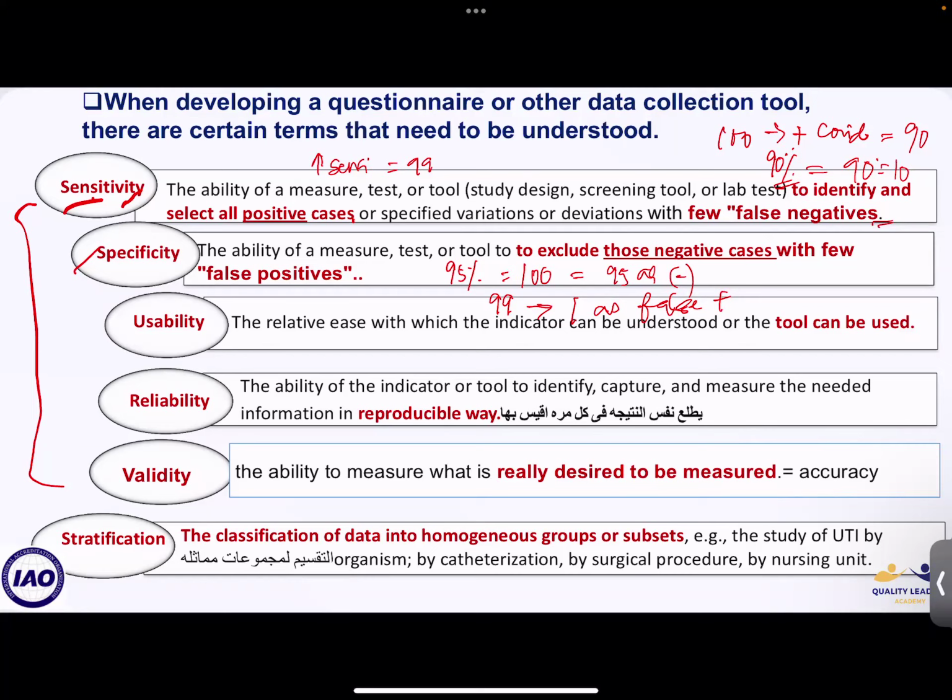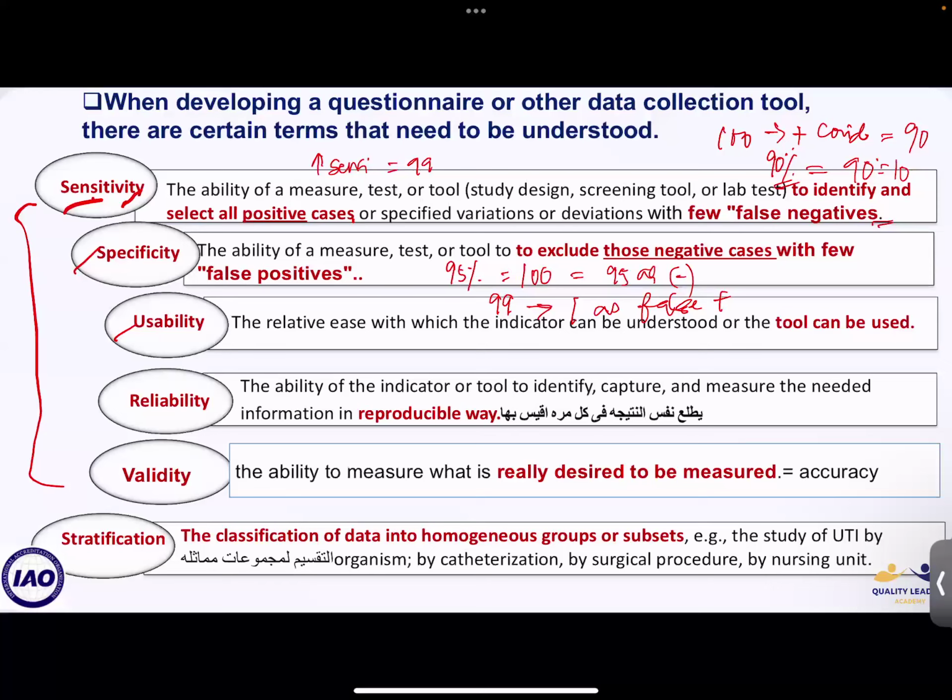So again, I want to repeat the specificity. If a specificity is 95% and I have 100 people, all of whom are negative, the test will correctly classify 95 as negative. And what about the remaining 5? They will be classified as false positives. Now, what about 99%? Radha? 99% is negative. Very good, and only one as false positive.